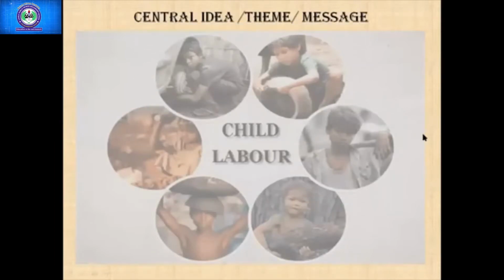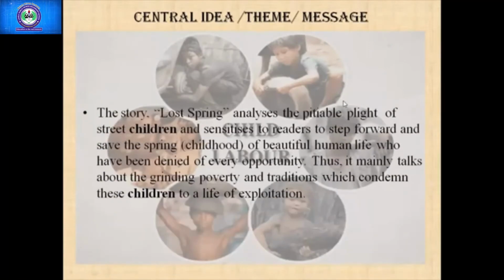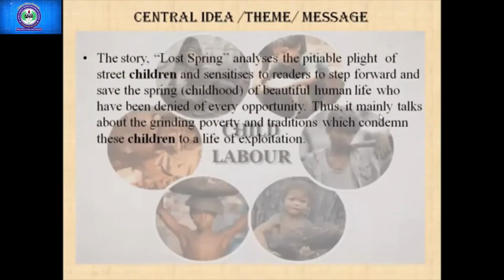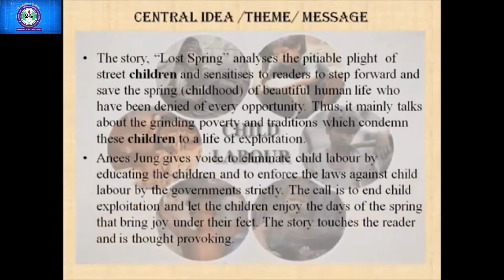What is the central idea of the story, Stolen Childhood? The central idea, theme, and message the story gives. The story Lost Spring analyzes the pitiable plight of street children and sensitizes readers to step forward and save the spring of beautiful human life of those who have been denied every opportunity. Thus, it mainly talks about the grinding poverty and traditions which condemn these children to a life of exploitation.